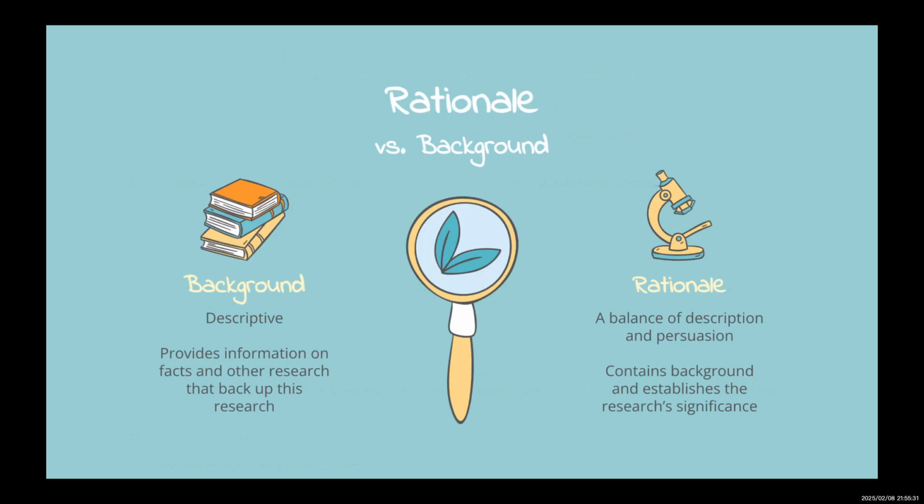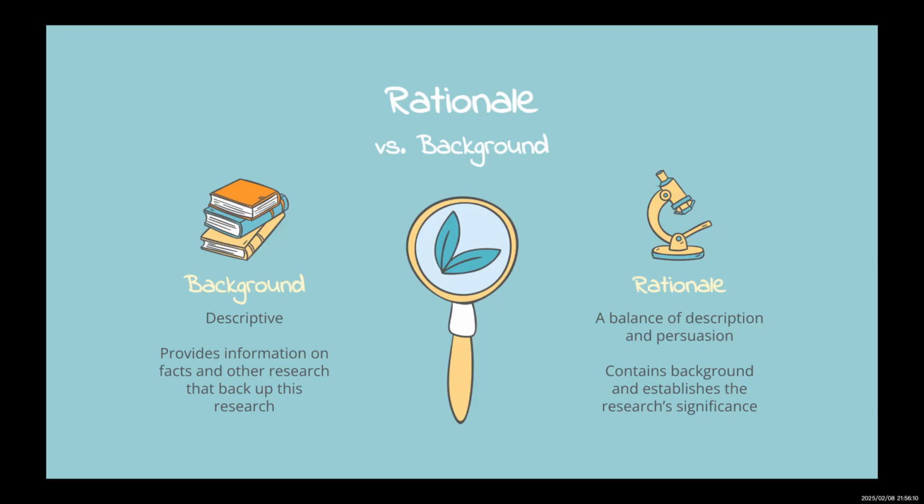And the next component we're going to talk about is rationale. So before we start talking about what a good rationale looks like, we need to clarify its differences between rationale and background. So you might have seen a background section in one of those, or basically all of those research papers you've read. So a background section is really just descriptive. So it provides a lot of information on the facts and other research that backs up this research. It's really just information.